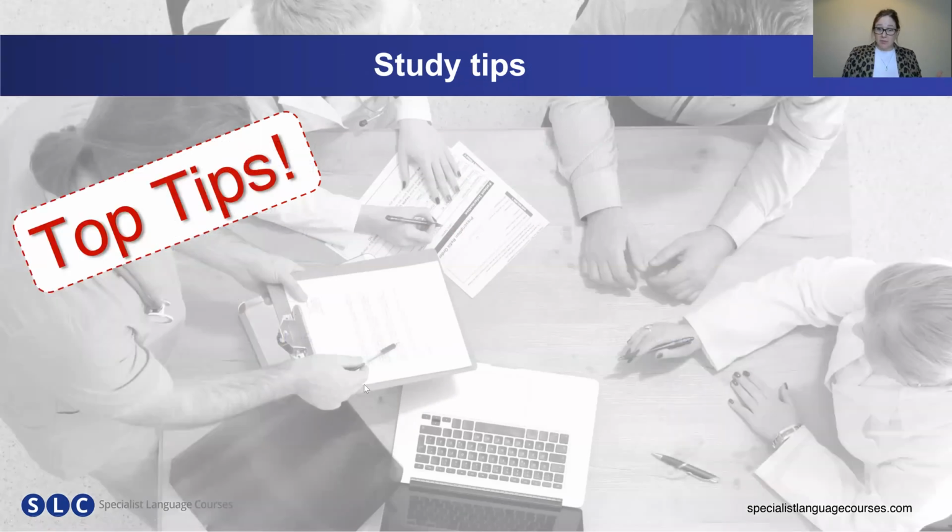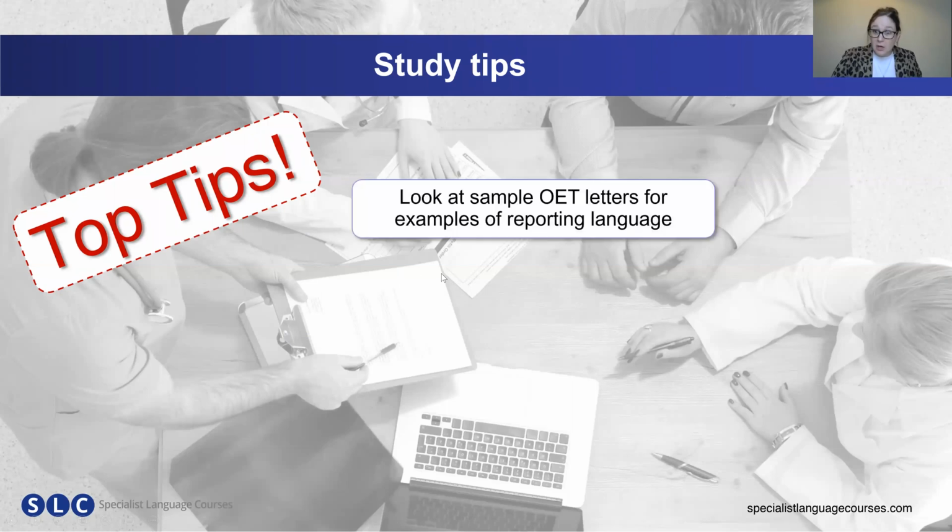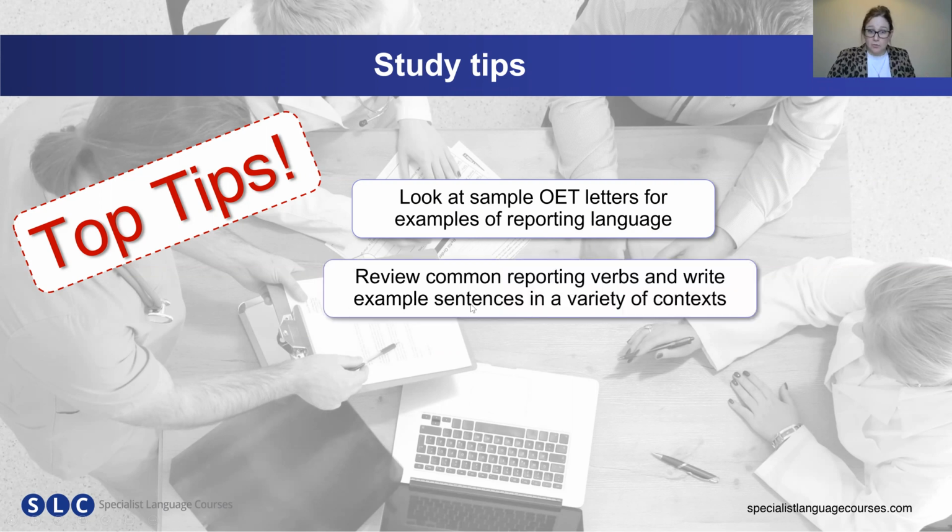So top tips for reported speech. Here are a few study tips that might help you improve your use. Look at sample OET letters for examples of reporting language. It's full of them. Make a list of the different verbs used: he informed me, he claimed, he said, he noted. Make a list in your notebook and write in lots of contexts. Review common reporting verbs and write example sentences in a variety of contexts. That way you become more confident in using the structures.